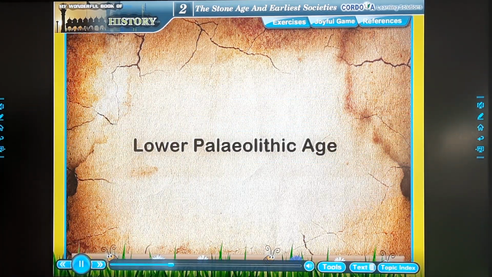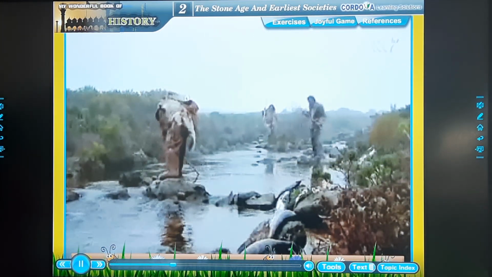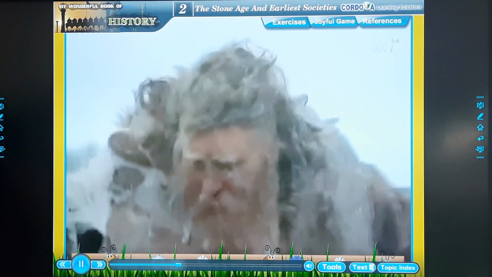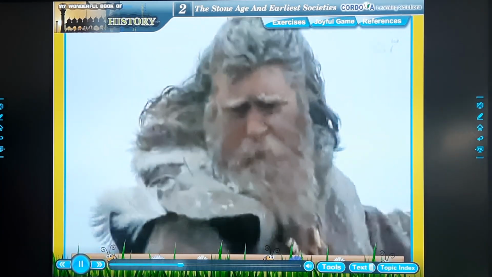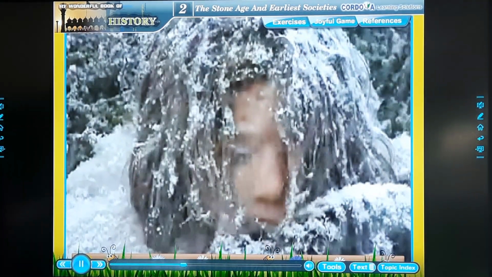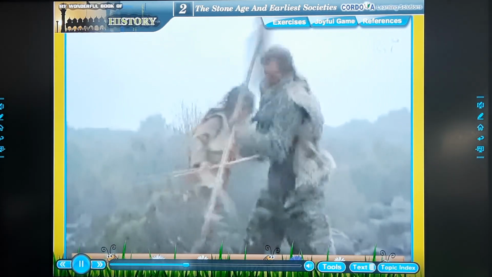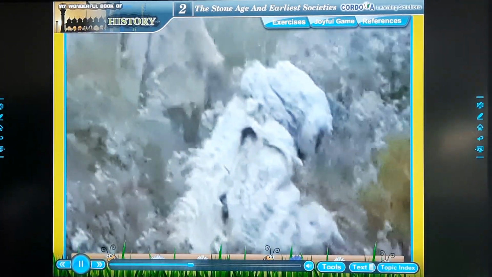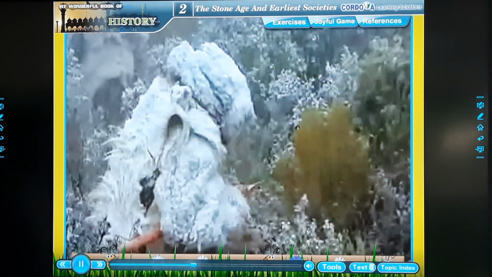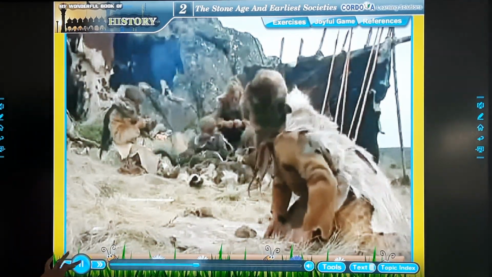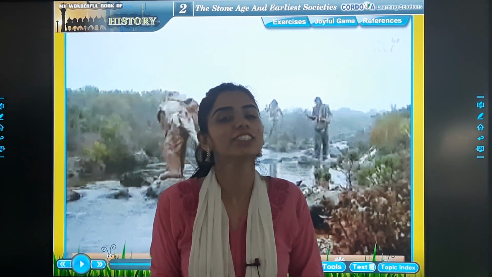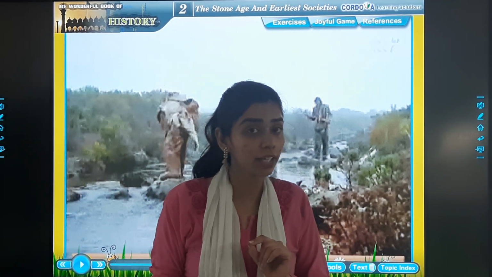Lower Paleolithic Age. This age is considered the formative age. During this age, many parts of the earth were covered heavily with ice and the climate was extremely cold. Geologists define this cold period as the Ice Age or Pleistocene period. So that is also important for your objective. That is the first one, Lower Paleolithic Age.